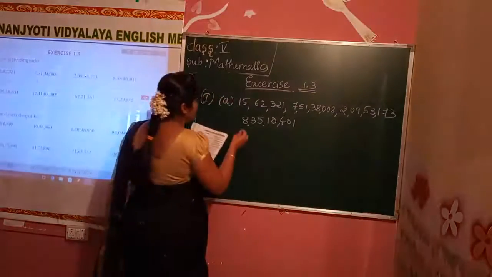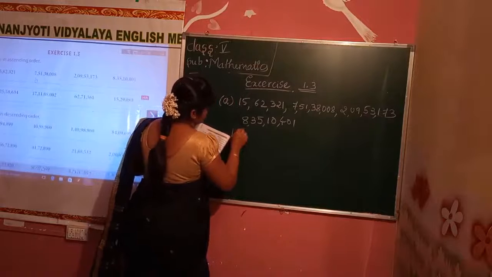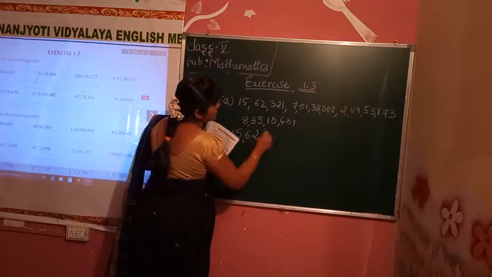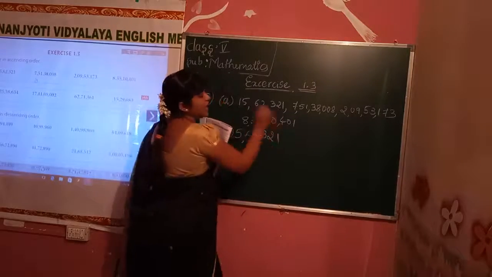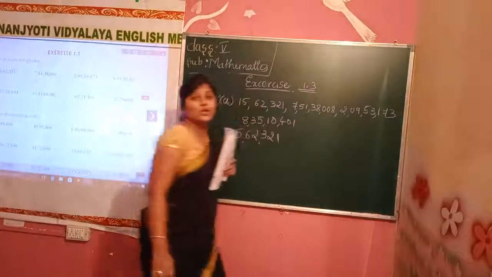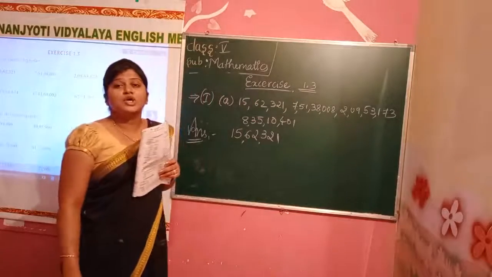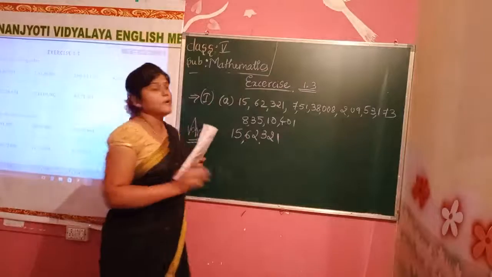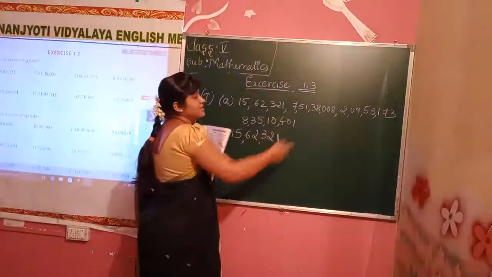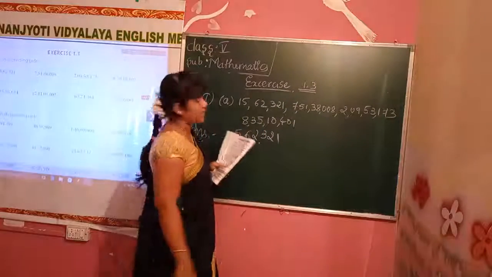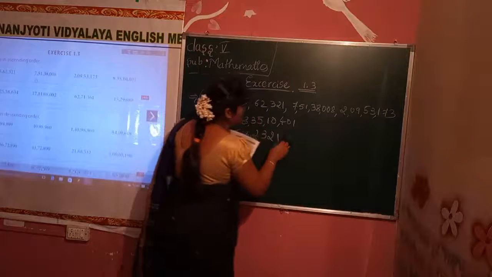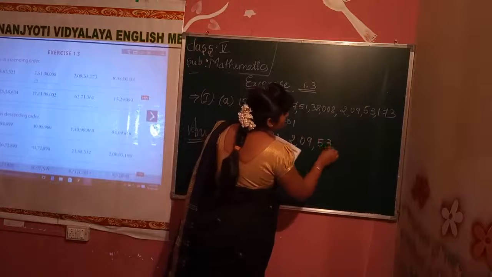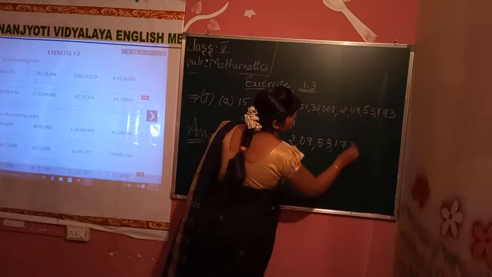The first number is 15 lakh 62,321, because this is only lakh. All these others are in crore. So lakh will be the smallest number. After that, the next is the smallest crore number. The next one is 2 crore 9 lakh 53,173.